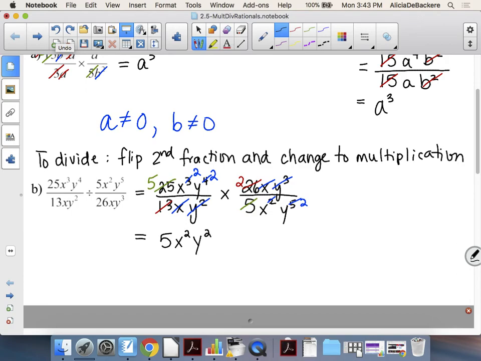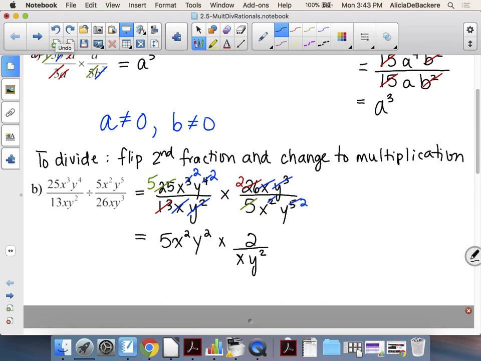So I'm just going to rewrite what I'm left with. You do not have to do it all like that in one step. You could take a few more steps if you like. So just cleaning up, this is what I'm left with. And again, I am multiplying in between these fractions.